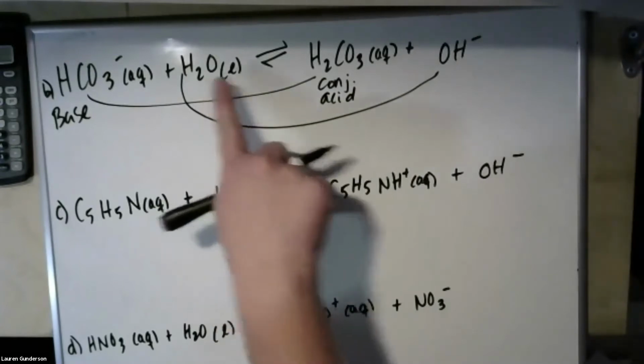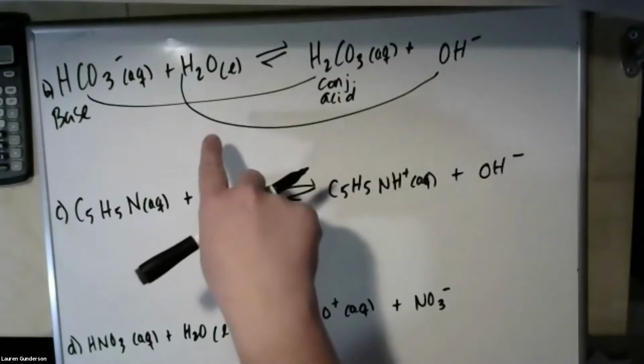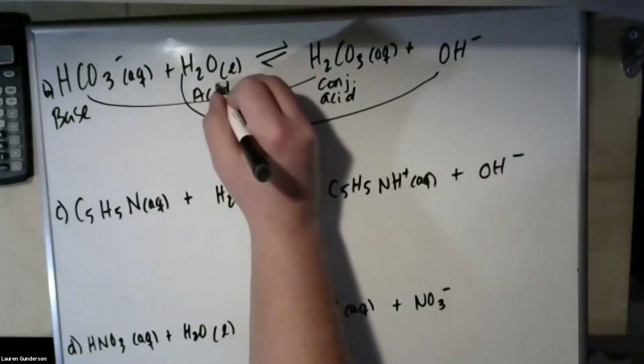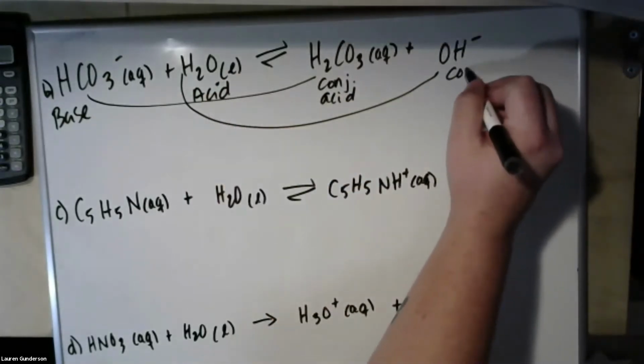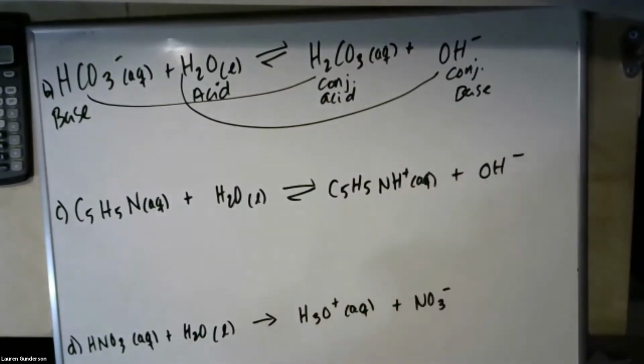H2O, on the other hand, donated its proton. It was a proton donor this time, so it's going to be an acid in this example, and the OH minus will be its conjugate base. It's one of the special properties that water has, that it's able to act as either an acid or a base depending on the solution that it's in.